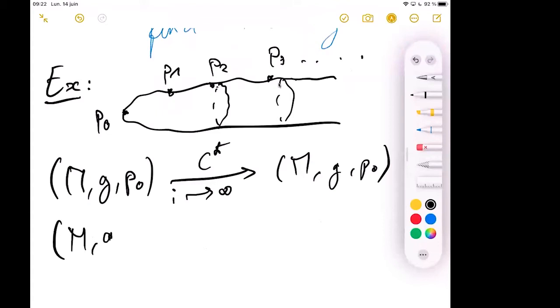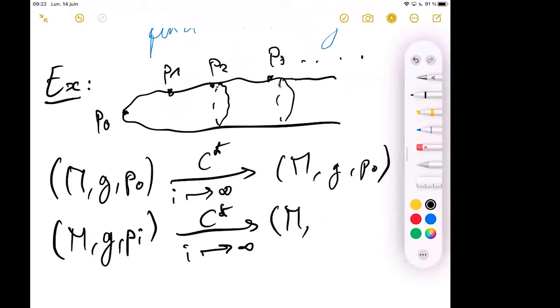But if I move my base point here further and further away, I have Ck convergence, and as I go to infinity, to, not M. I will draw a picture. Basically, when you're far away, you don't see what's going on with this compact tip and stuff like that. So what you see in the limit is just a cylinder with a point. Okay.